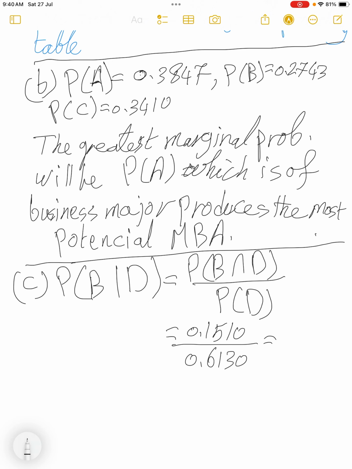0.150 divided by 0.6130 will be 0.24633.